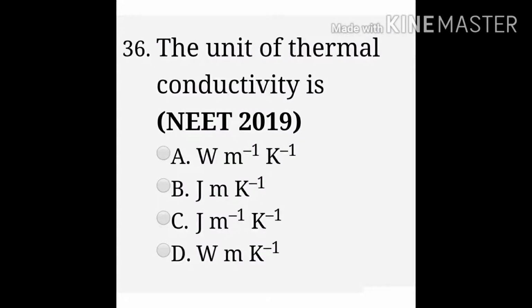Question number 36. The unit of thermal conductivity is option A, watt meter power minus 1 Kelvin power minus 1; option B, joule meter Kelvin power minus 1; option C, joule meter power minus 1 Kelvin power minus 1.